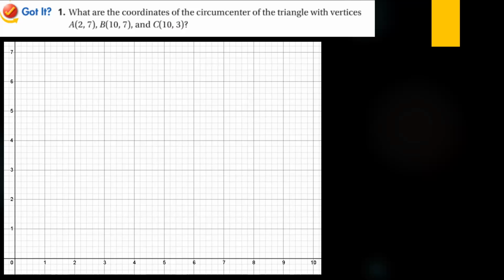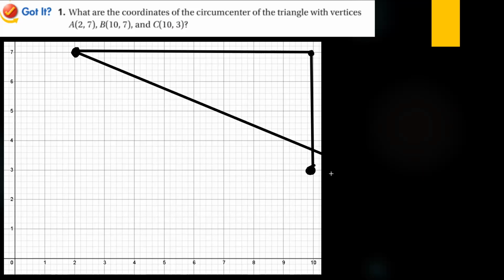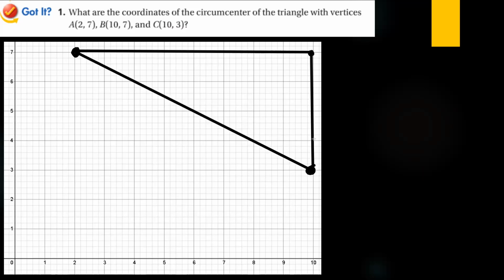First, what did you have to do? First, you have to identify the coordinates of the triangle. So we have 2, 7. We have 10, 7. And we have 10, 3. Then, let's draw our triangle here. After we draw it, we need to identify the perpendicular bisectors.